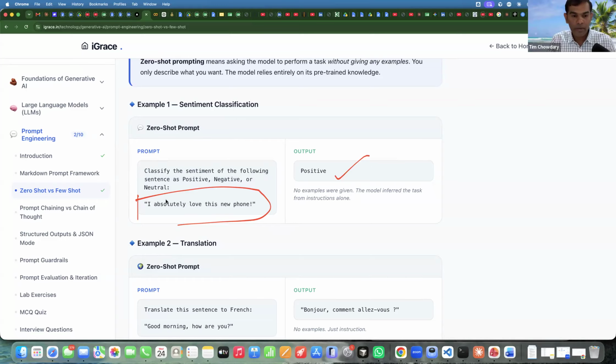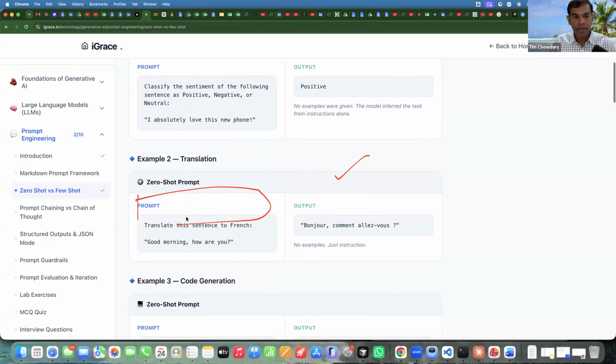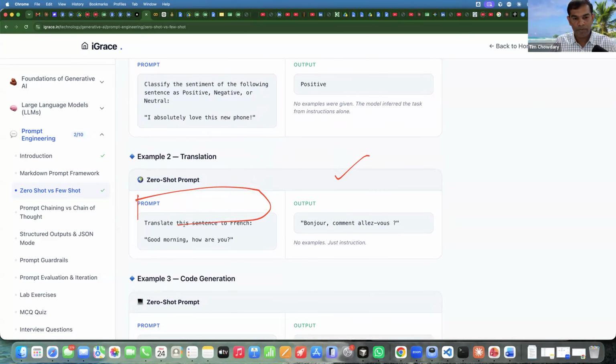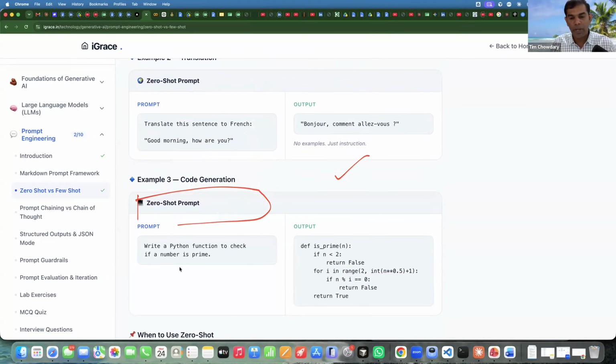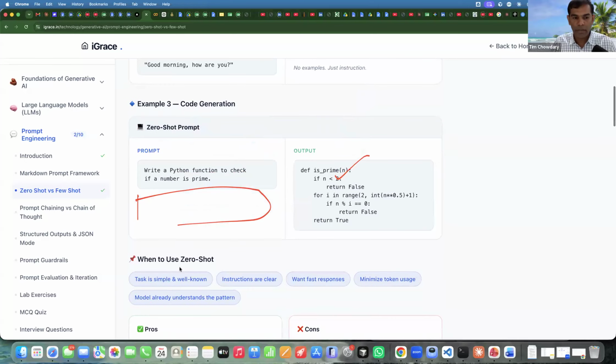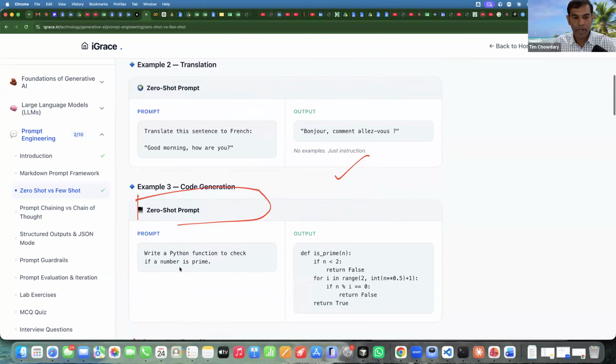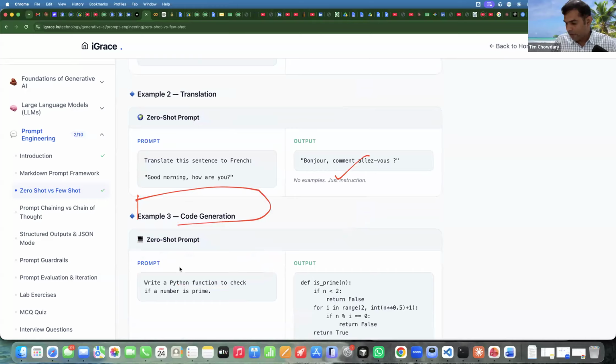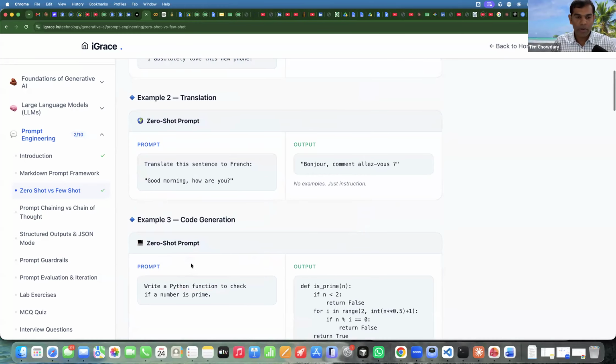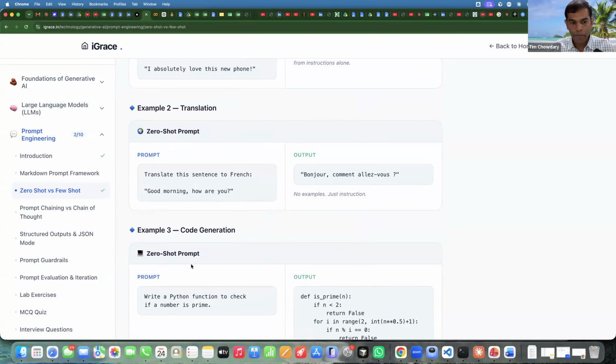Here, we are not calling out any specific example, right? This is example number 2, translation. Example 3, simply write a code. These are all examples of zero-shot prompting. Now, you have a fair understanding of what zero-shot prompting and few-shot prompting are. Tell me, in what kind of scenarios is zero-shot prompting relevant? In what kind of scenarios is few-shot prompting relevant, and why?